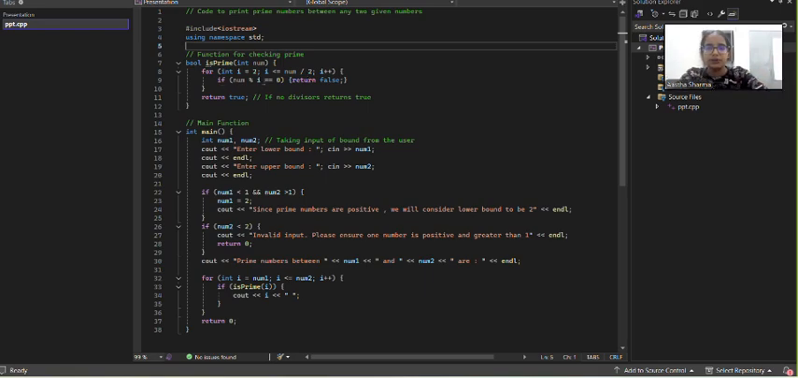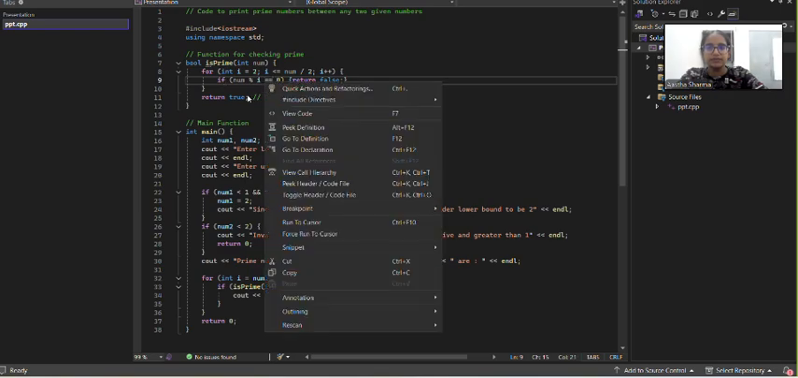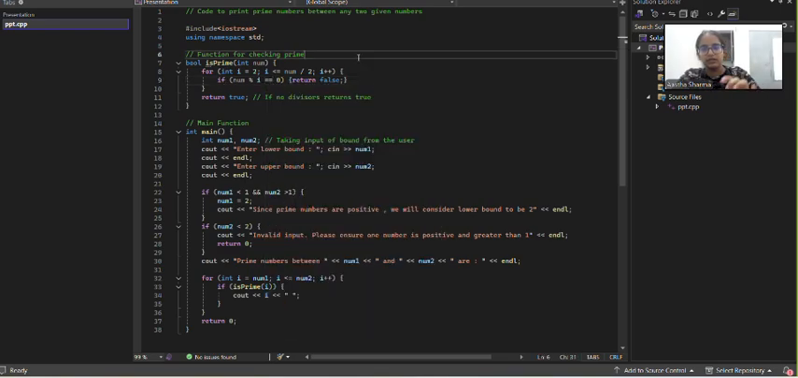Now, if num modulo i equals 0, this particular thing means that the remainder when my number is divided by i is 0, which means that the number is not prime. So it will return false, that is, the number is not prime. Otherwise, it will return true.